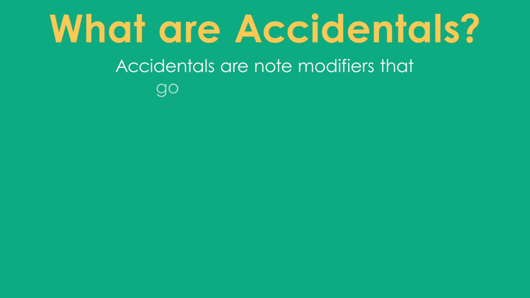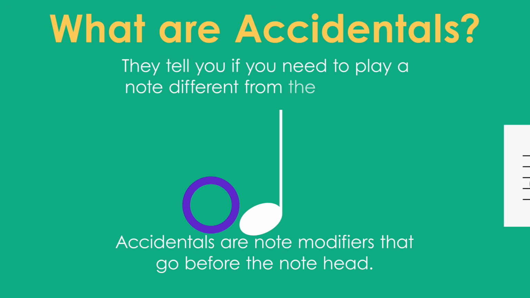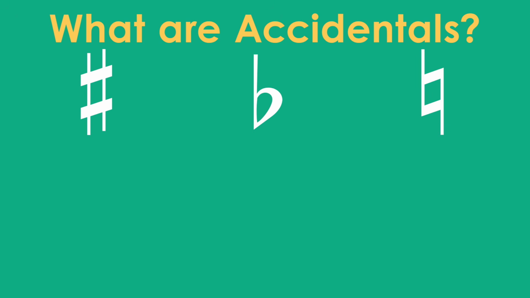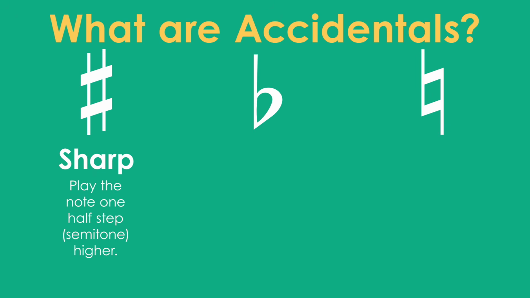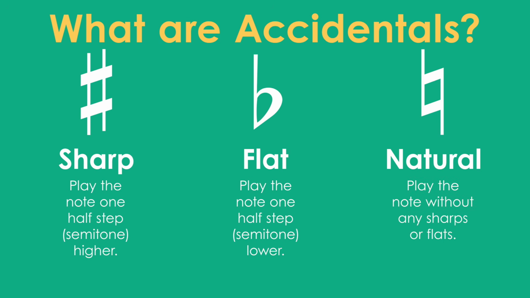Here's a quick review of accidentals to get you caught up. Accidentals are note modifiers that go before the note head, here. They tell you if you need to play a note different from the one that's written in the key signature. Here are the three most common accidentals. A sharp will tell you to play the note 1/2 step higher. A flat will tell you to play the note 1/2 step lower. And the natural sign will tell you to play the note without any sharps or flats.